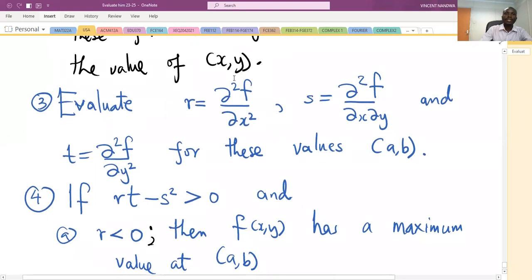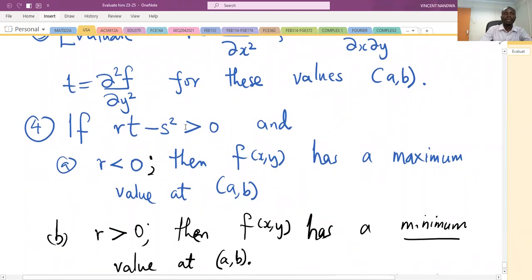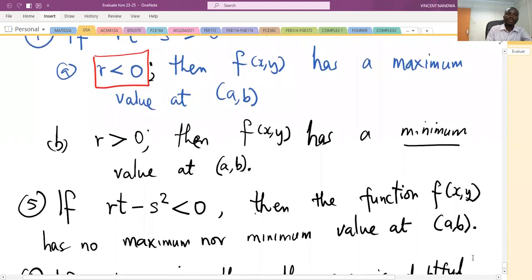And then step 3, you let the second derivative of the function with respect to x be r, the mixed partial derivative be s, and the second derivative of the function with respect to y be t. So these values of r, s, and t are the ones that are going to tell us whether AB is either a maximum, a minimum, or a saddle point. So when you take r, multiply by t, and then subtract the square of s, if that value is greater than 0, then you either have a maximum or a minimum value. The maximum is obtained when r is strictly less than 0, and a minimum is obtained when r is strictly greater than 0.